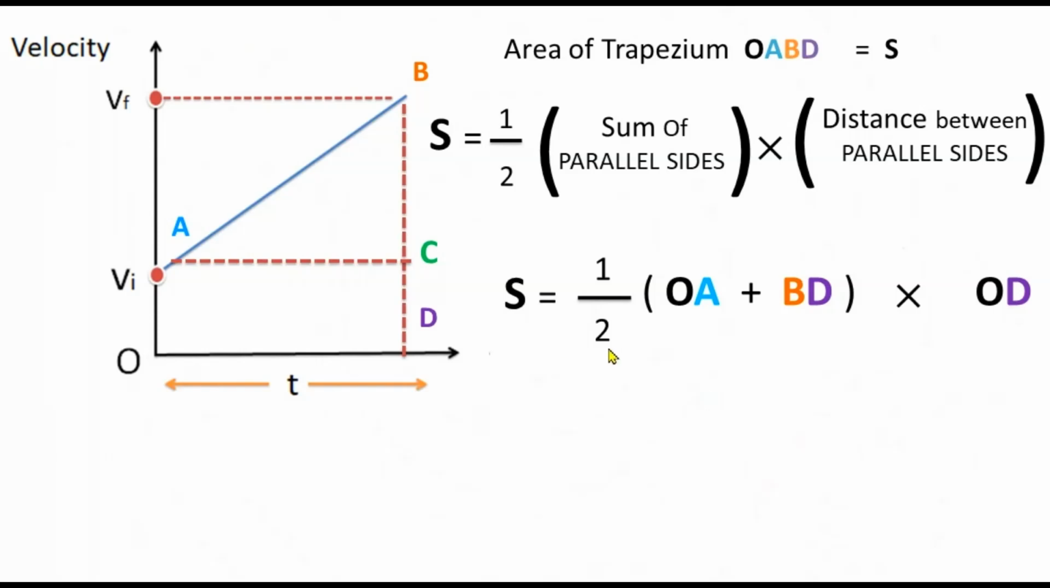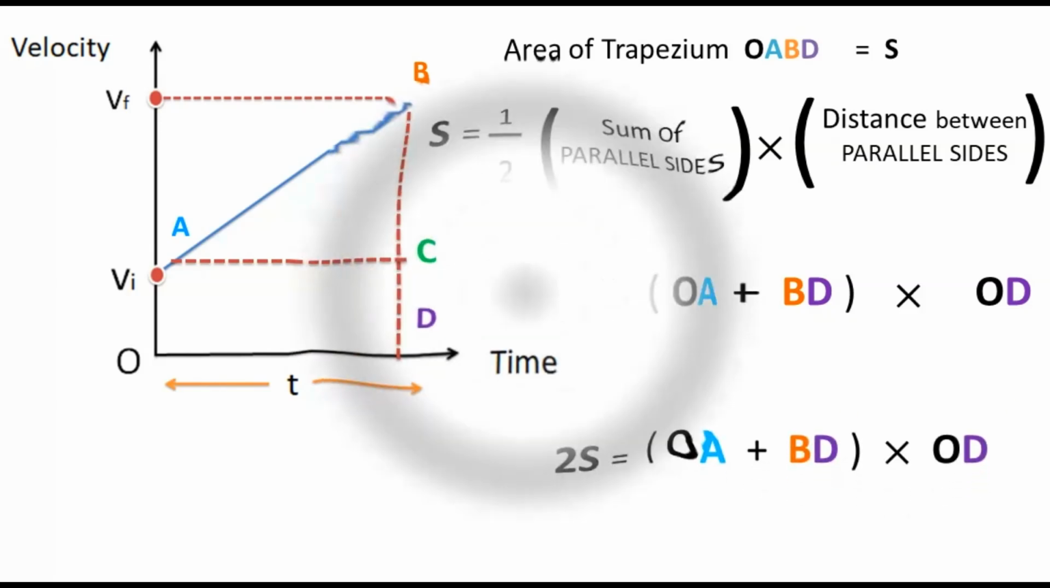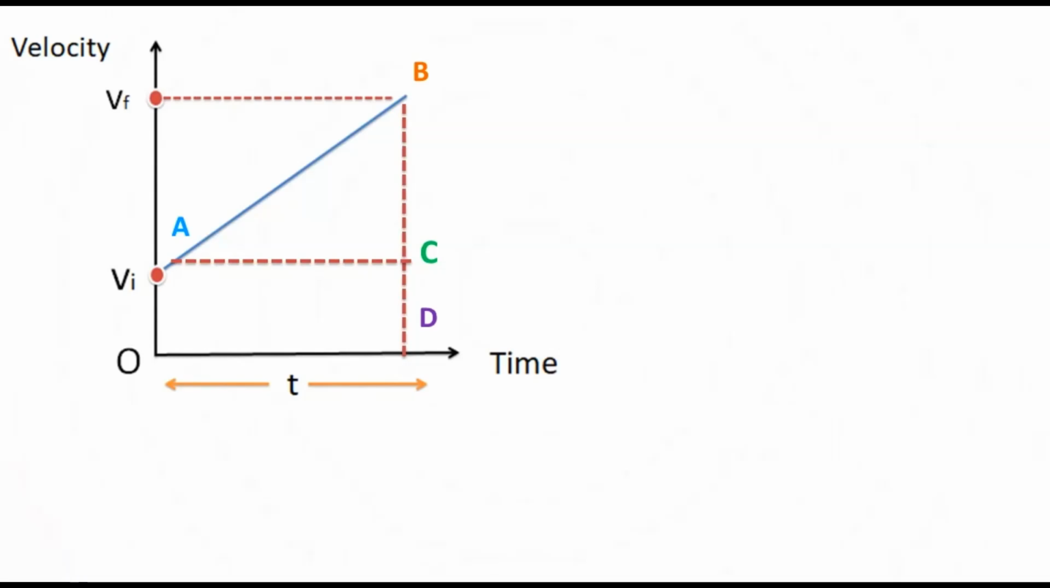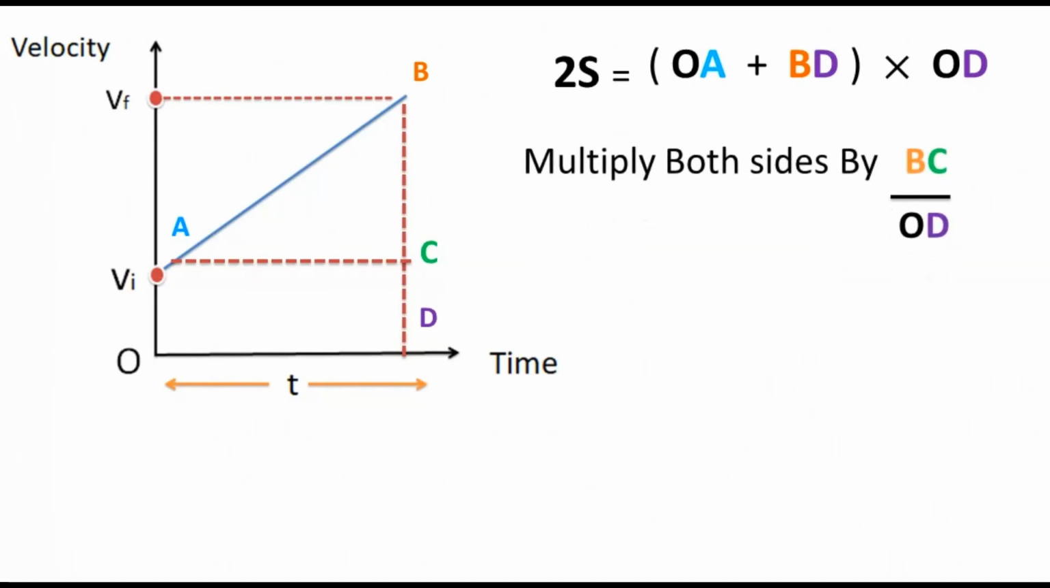So now by bringing 2 to this side, we have to multiply it with s, because here 2 is being divided, and when it comes to the opposite side of the equation, it will be multiplied. So we get the equation 2s equals OA plus BD into OD. So now what we're going to do is multiply both sides by BC over OD.